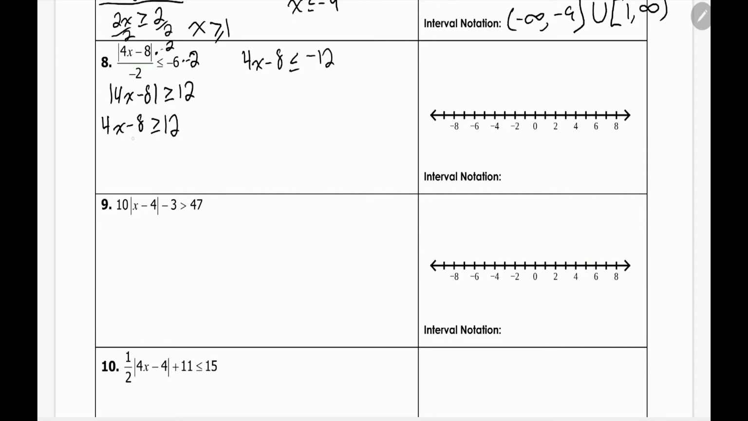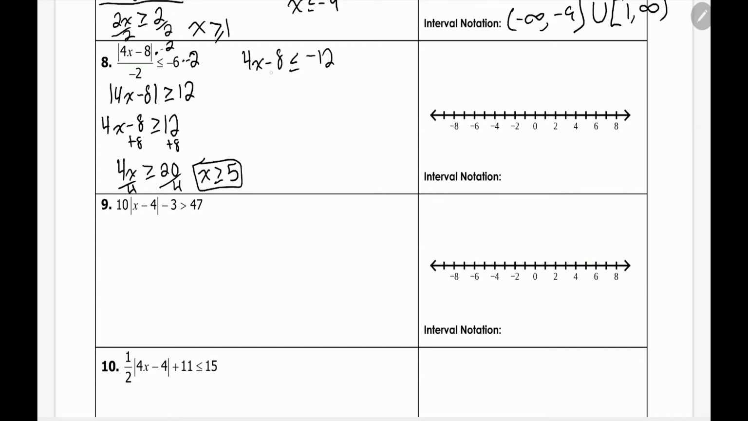Now we just solve the first one. So we're going to add 8 to both sides. We have 4x is greater than or equal to 20. Divide both sides by 4. We have x is greater than or equal to 5. That's part of our answer.